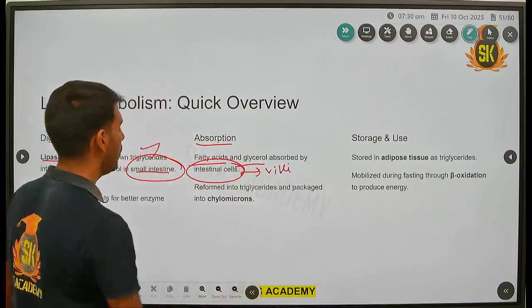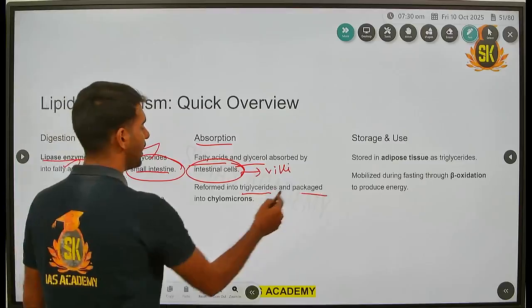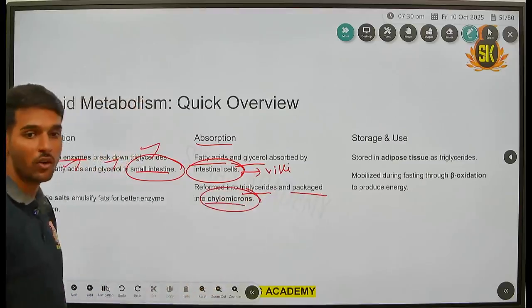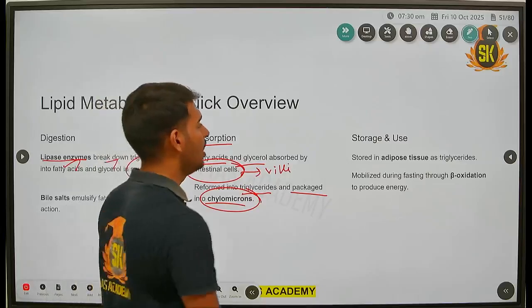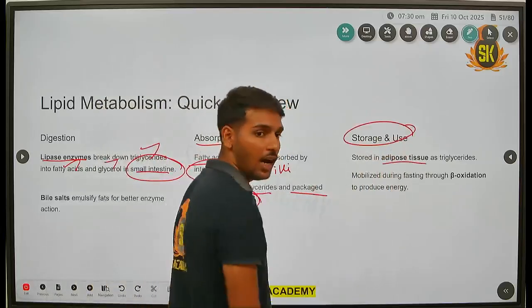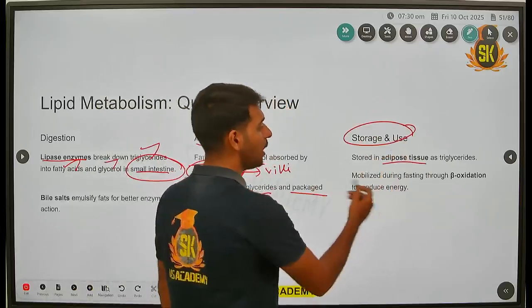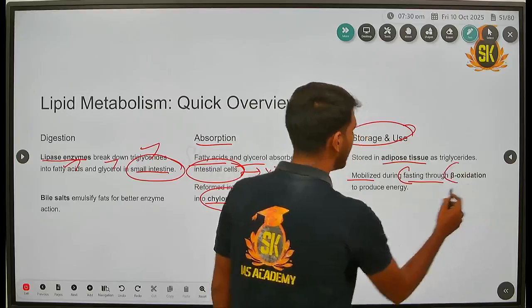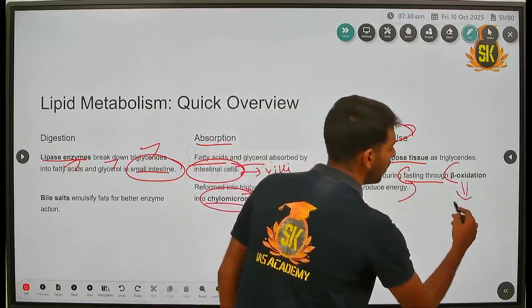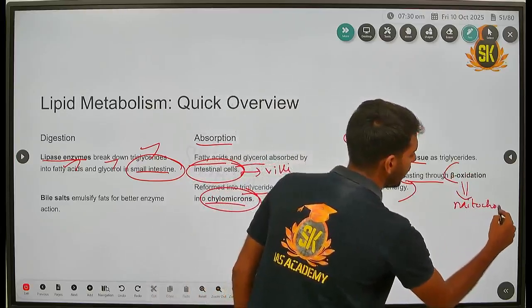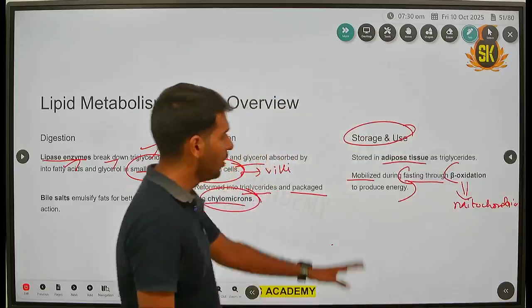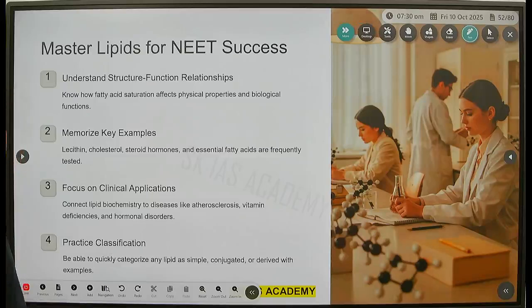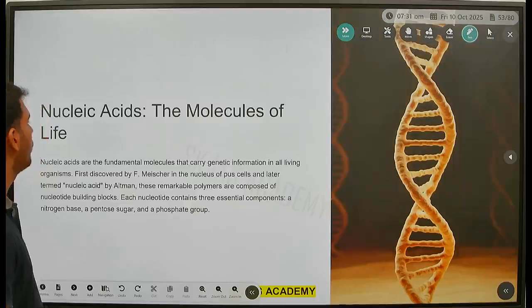Remember? Now, they are reformed into triglyceride and packaged into chylomicrons. We saw, right? Lipoproteins which transport lipids within blood. Storage and use: stored in the adipose tissue beneath our skin, and mobilized during fasting through beta oxidation, which is done in mitochondria. Okay, got it? So we have done all these things, which you can see later in the video.